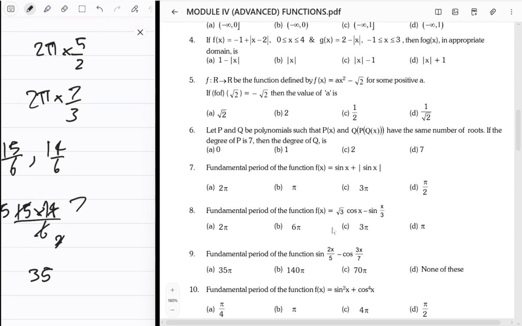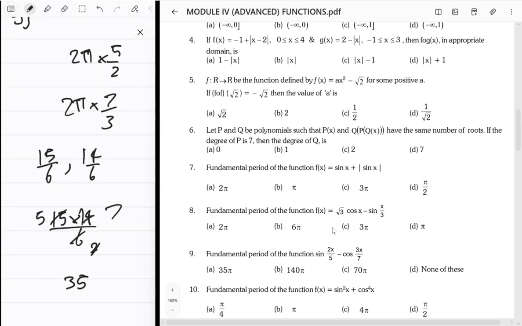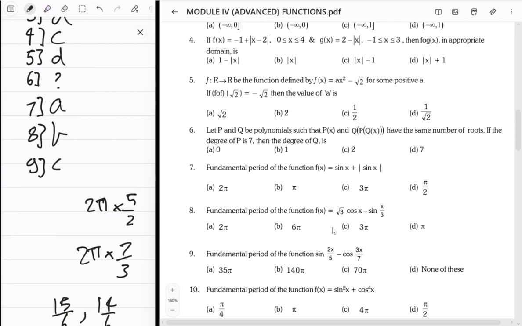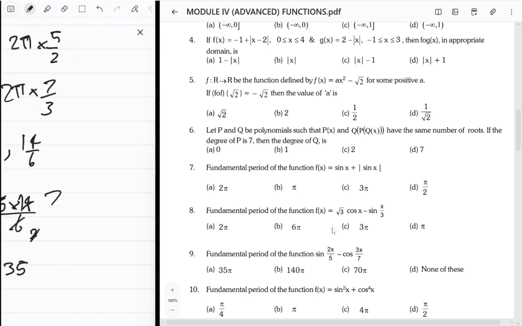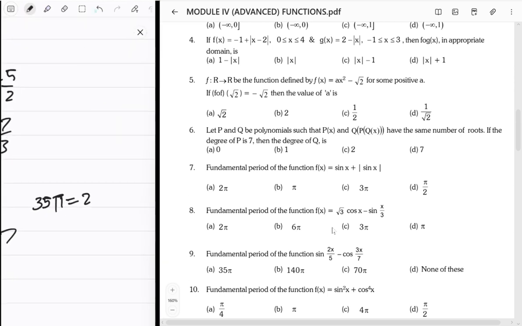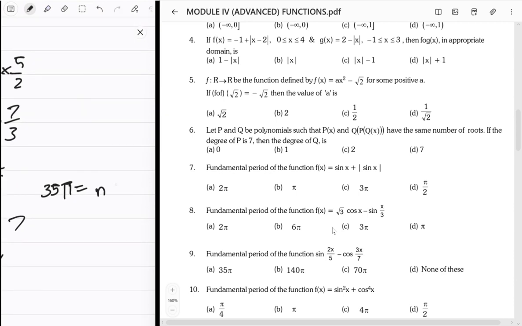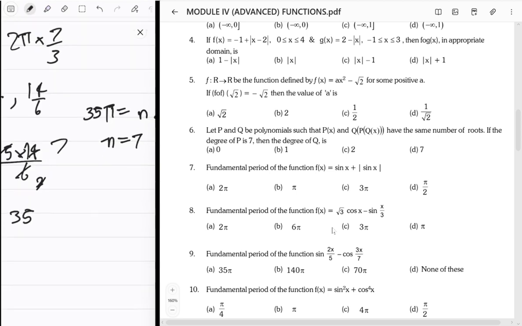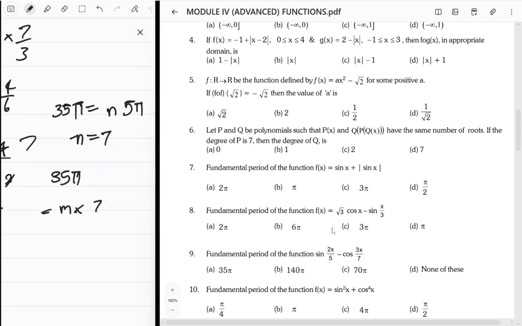Sure, it has to be like that. So 35 is the LCM, so like 70 pi, that's the thing. C. Is 35 pi some multiple of 5 pi? Oh yeah, okay. 35 pi is equal to some multiple times 5 pi. Of course, that multiple must be 7, right? And then 35 pi is equal to some multiple times 7. Okay, 14 times pi upon 3 or something like that.